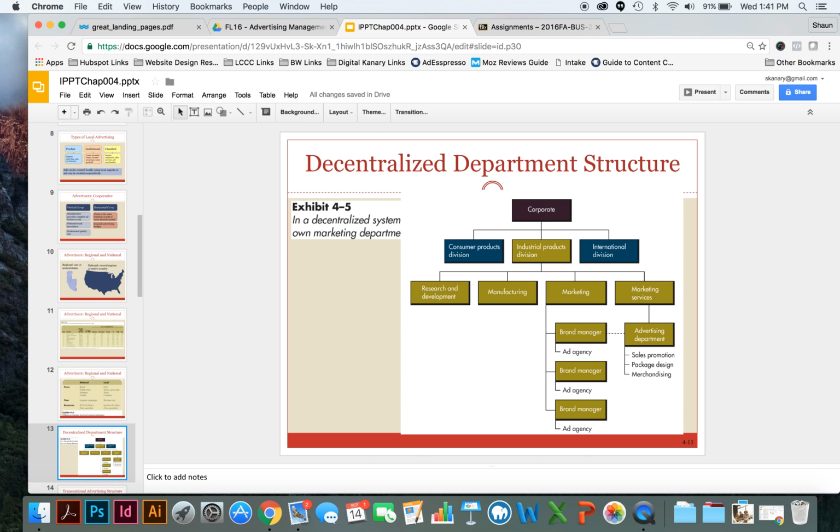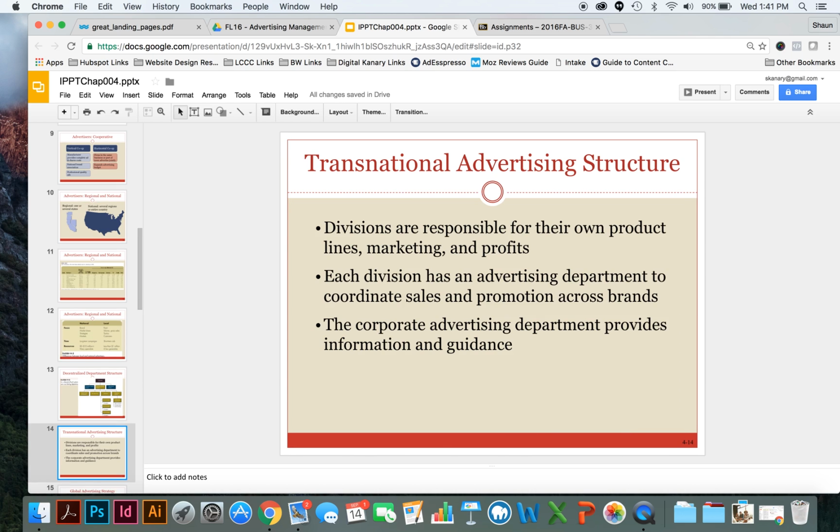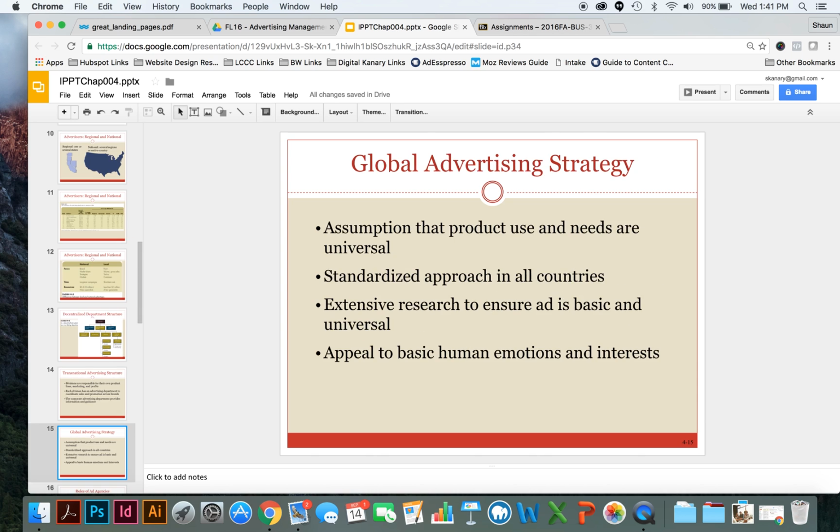Next, we'll talk about different types of marketing departments. Now, this is an example of a decentralized department structure, noting that each division has its own individual product head. Sometimes these share marketing responsibilities, but a decentralized system basically splits out the product uses. Divisions are responsible for their own product lines, marketing, and profits. Each division has an advertising department to coordinate sales and promotion across brands, and the corporate advertising department provides information and guidance for each one of those divisions.